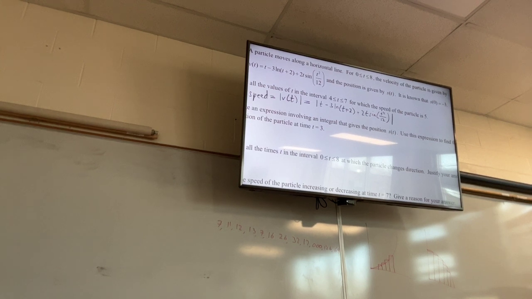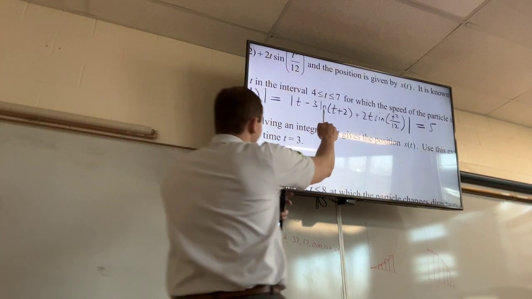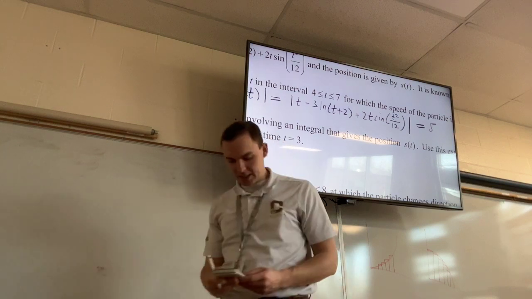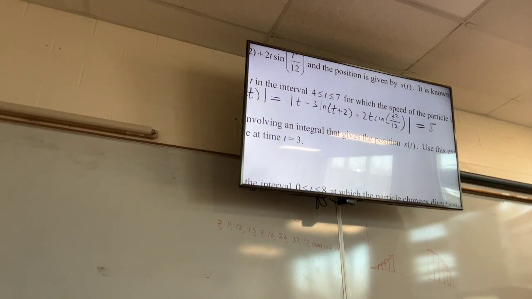And we want to know when that equals 5, for t's between 4 and 7. Just for t's between 4 and 7. Best way to do this? I can't remember how to use the numerical solver off the top of my head, so let's just do this graphically.